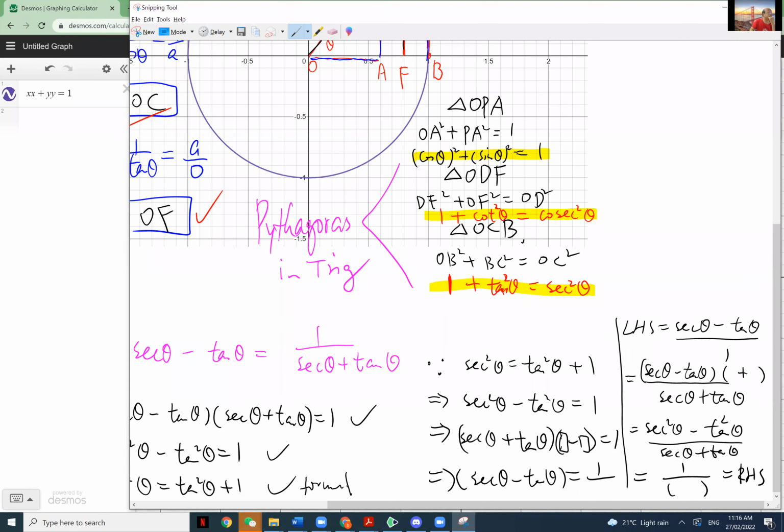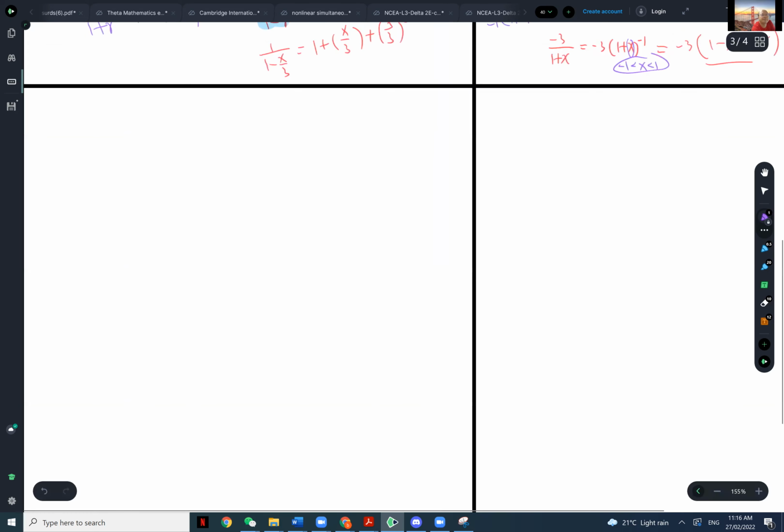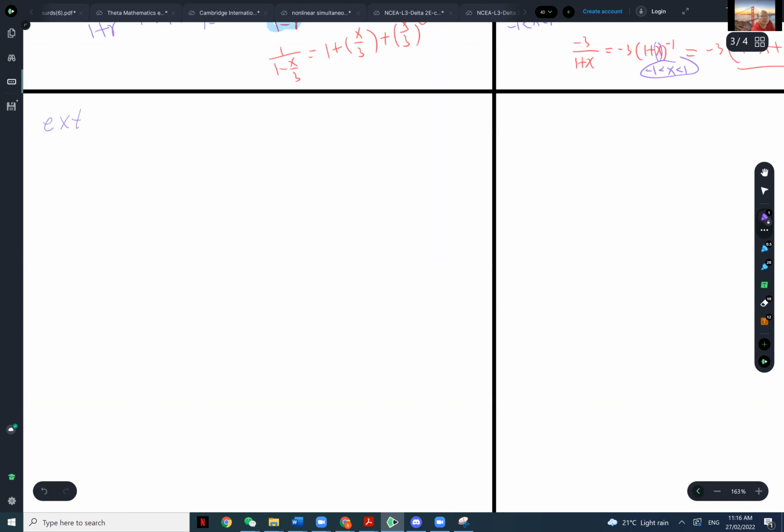Now we check this formula, just extra thing. Idea, check out some extra thing.